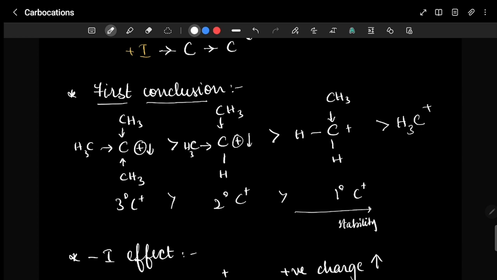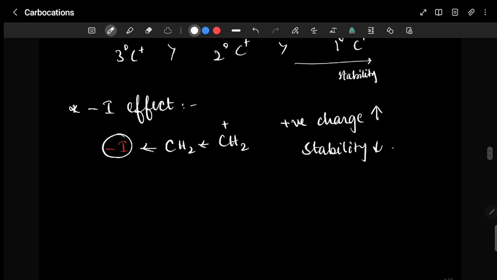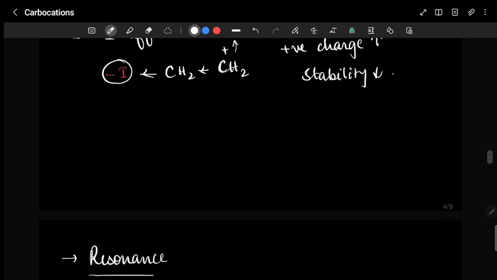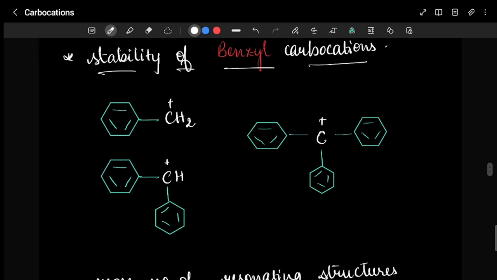Stability decreasing order. Now, what is minus I effect? Minus I effect means the electrons are being withdrawn. First only the carbon is deficient, and again you are pulling electrons, so the charge here will increase. When the positive charge increases, the stability will decrease. So that is about inductive effect.